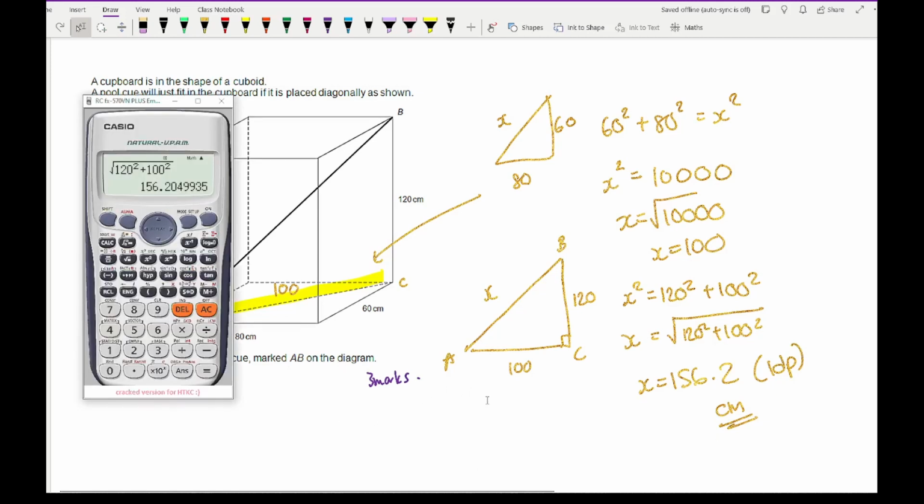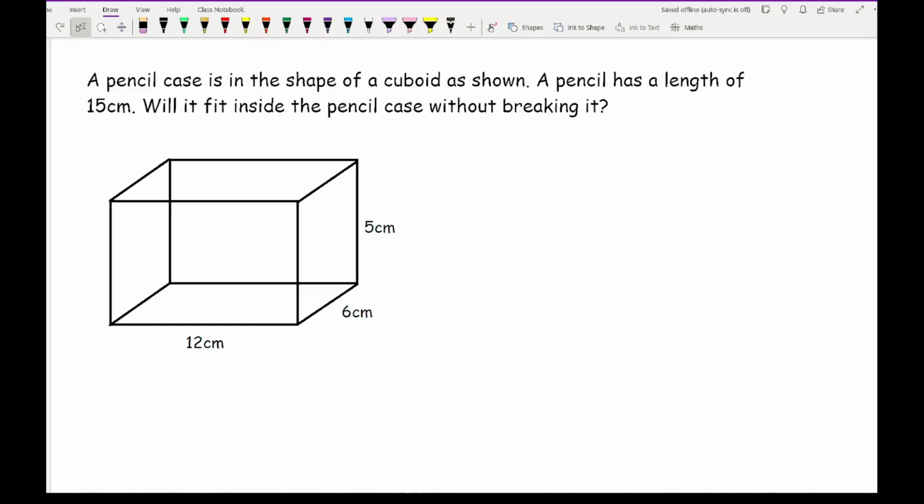So in our final example, it says here that a pencil case is in the shape of a cuboid as shown. A pencil has a length of 15 centimetres. Will it fit inside the pencil case without breaking? So what we need to do is work out what the diagonal length of this particular cuboid is.